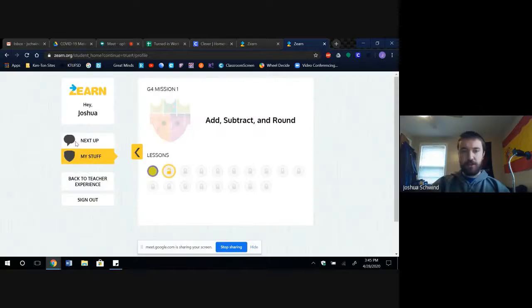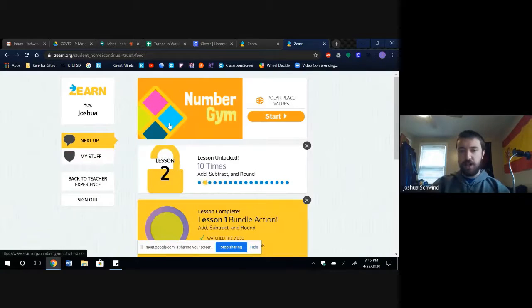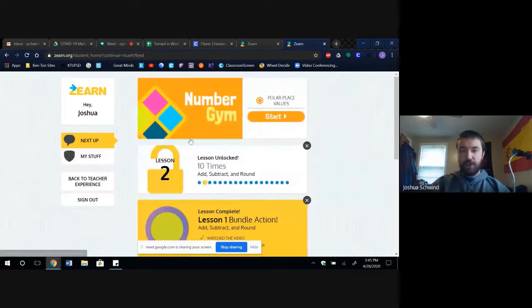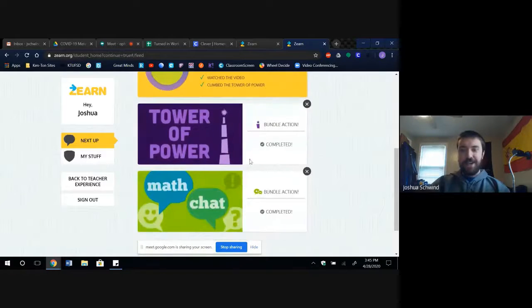So if I go back to the whole next up thing, it's showing me that this number gym is what's next. That's the beginning of lesson 2. This is not one lesson. This is the warm-up activity. Before I was able to complete lesson 1, I had to do a number gym, a sprint, a math chat, and a Tower of Power. That's 4 things I had to do to complete one lesson.